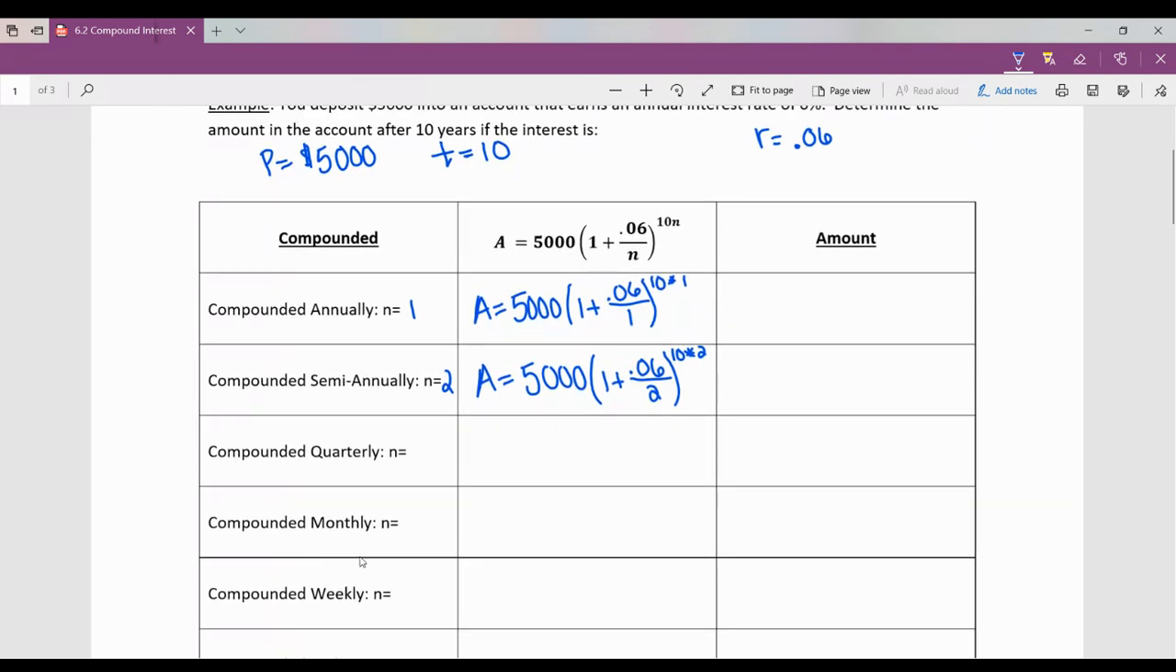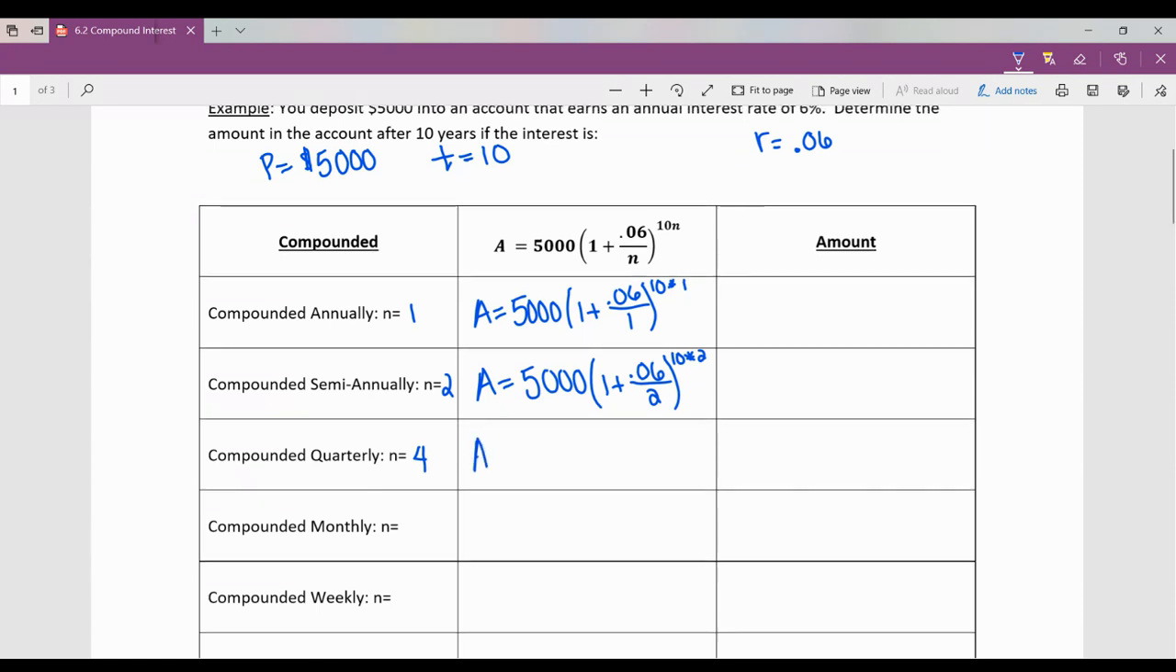Okay, next one, compounded quarterly. There are 4 quarters in a whole value, so 4 quarters per year. So my n is going to be 4. Compounded quarterly means it's going to happen 4 times per year. So the amount in my account is going to equal 5,000 times 1 plus 0.06 divided by 4, raised to the 10 times my n, which in this case is 4.